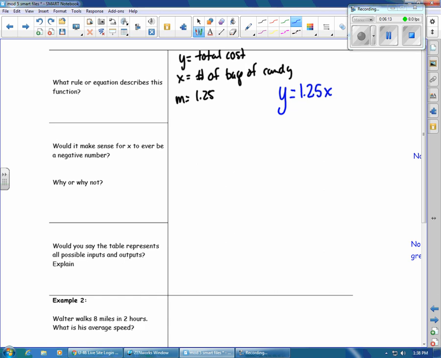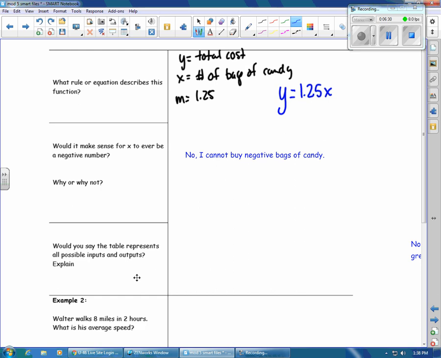Would it make sense for x to ever be a negative number? Let's think about this. What is x representing? The number of bags of candy. Can I buy negative bags of candy? No, I cannot buy a negative bag of candy. So it does not make sense that x would ever be negative.